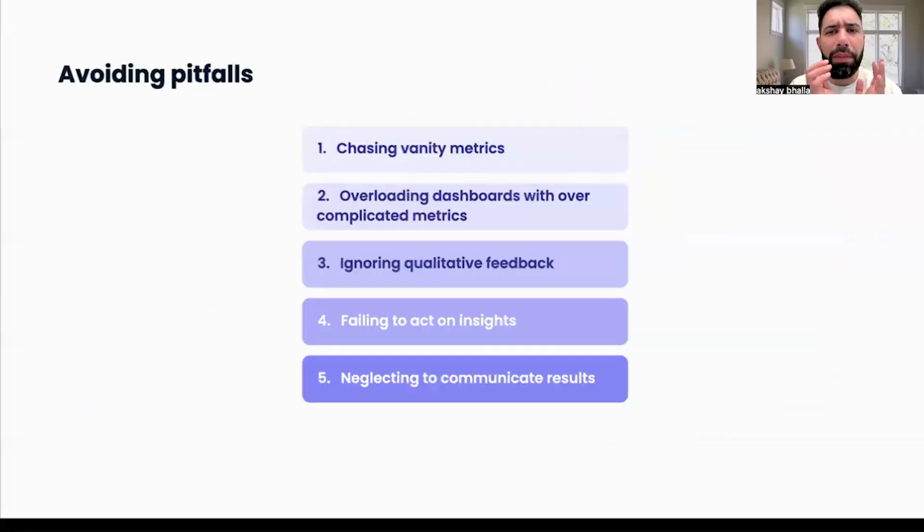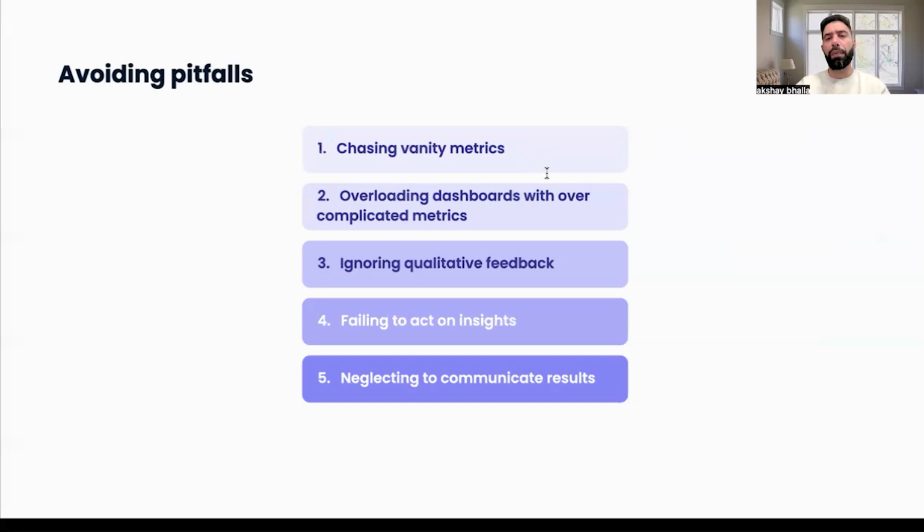Now, let's talk about some of the common traps when it comes to measurability. The first one is focusing on vanity metrics. One of the most common mistakes that I see product teams making is prioritizing the metrics that look impressive, but really do not provide any actionable insights.